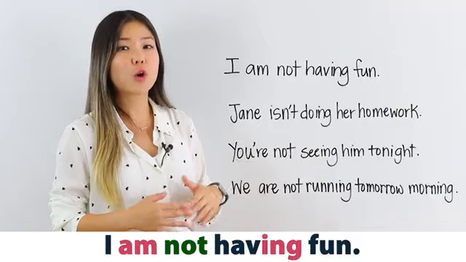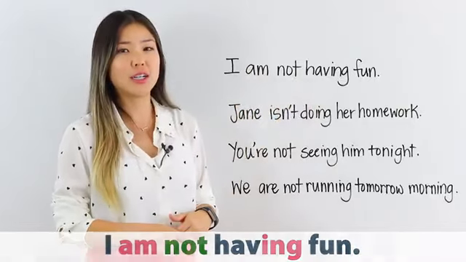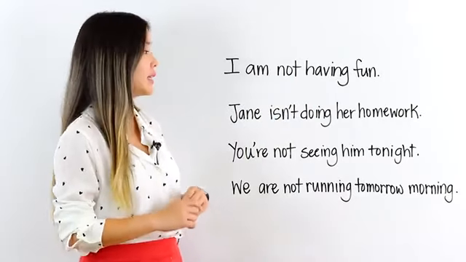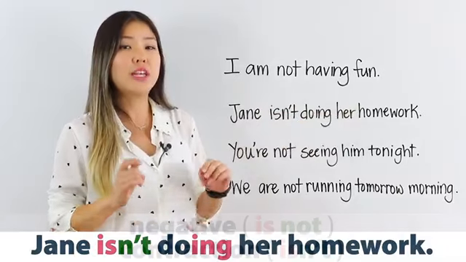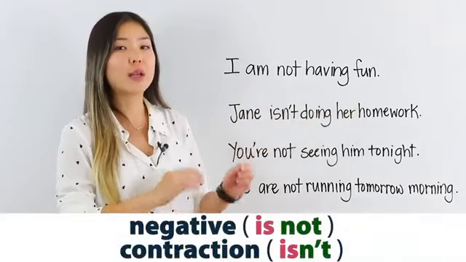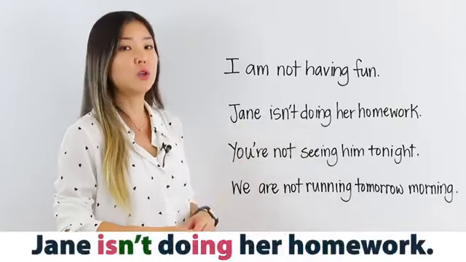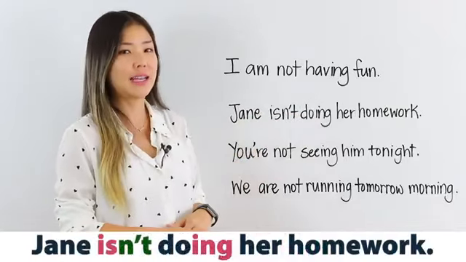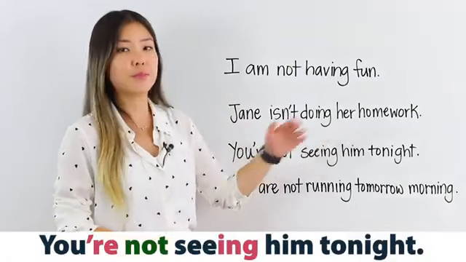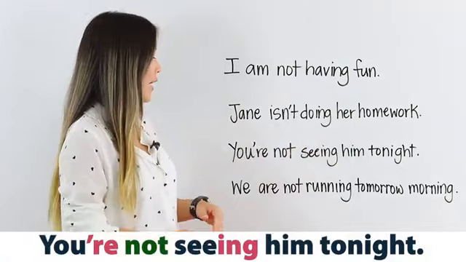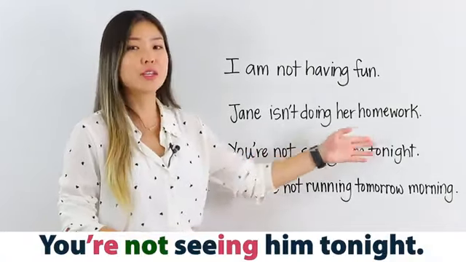You'll notice that the word not goes between the be verb and the verb ing. In the second example, it says Jane isn't doing her homework. Here, we use the contraction isn't for is not. So just like the first sentence, we put not between is and verb ing. The next sentence says, you're not seeing him tonight. Here, we have a contraction for you are. You're not seeing him tonight.